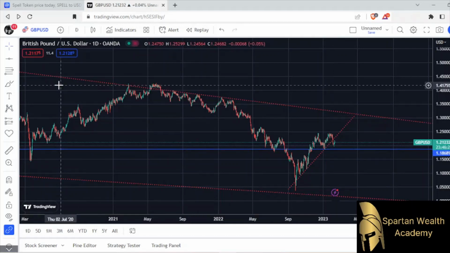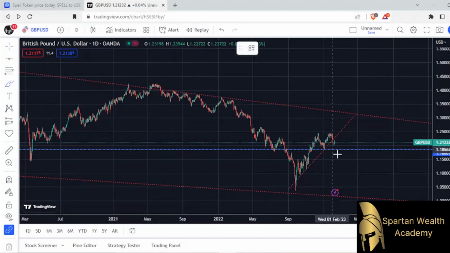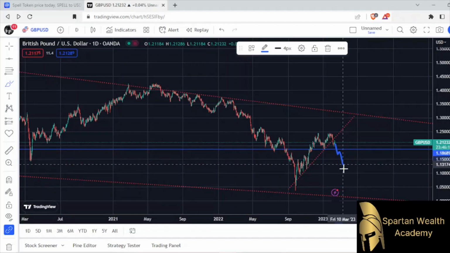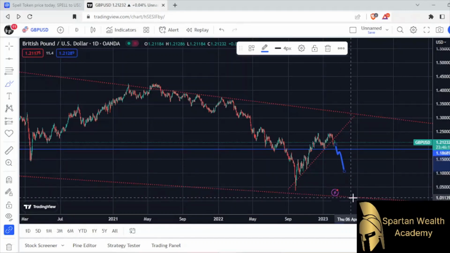There's a good, strong possibility that if it does bust through, it might just come back and touch that, and it could come back down here, which could be working its way back down to this trend line here.